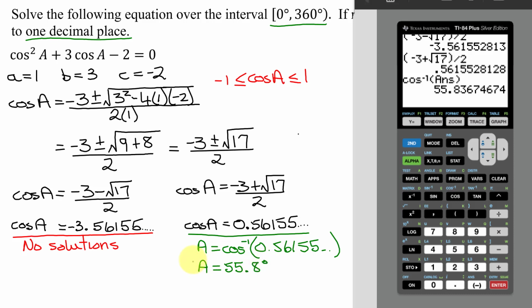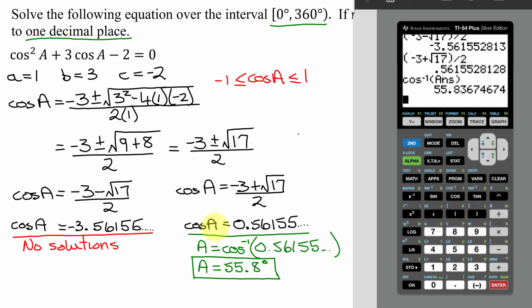So one solution is A equals 55.8 degrees. So I found one solution between 0 and 360, but is the cosine function also positive in another quadrant? Yes, it's also positive in quadrant 4.